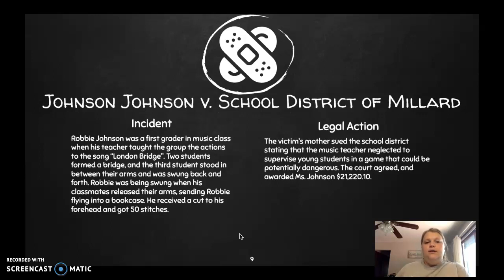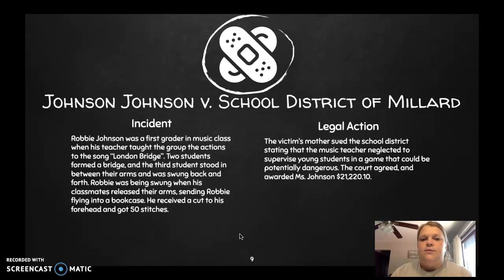Robbie was in the middle of the bridge being swung back and forth when the students accidentally let go, causing Robbie to fly across the room and hit a bookcase, and he had to get 50 stitches on his eyes because he split open his head. The victim's mom sued the school district, saying that the music teacher failed to watch the class. The music teacher stated she was helping other students, but the student said that she was writing on the board.